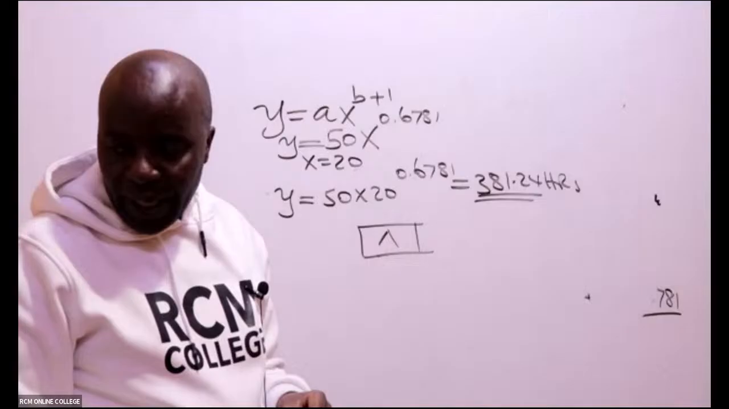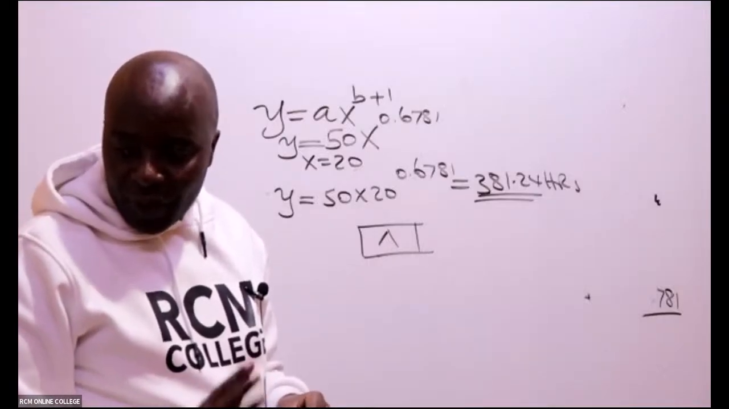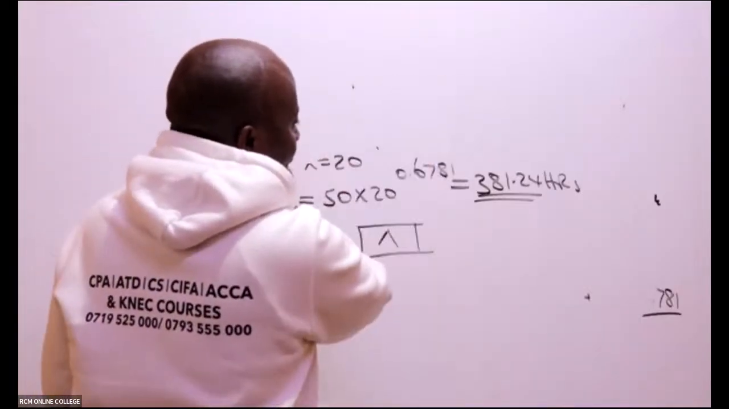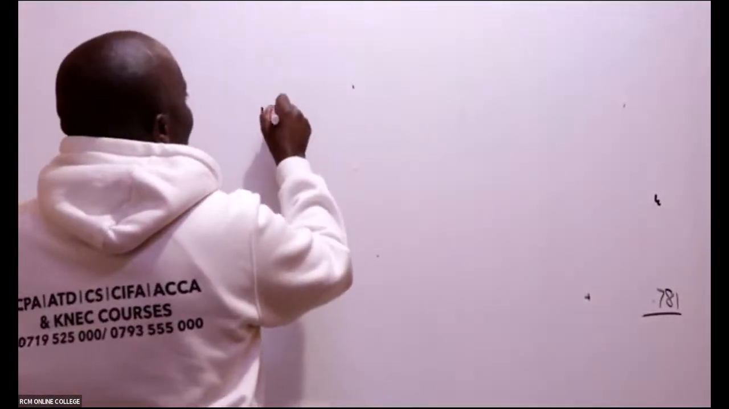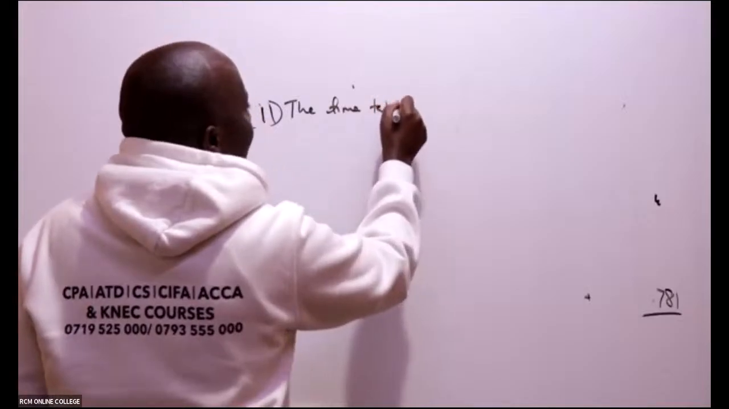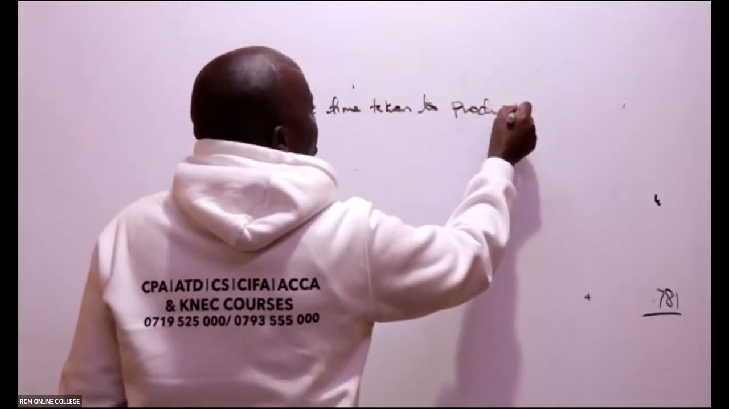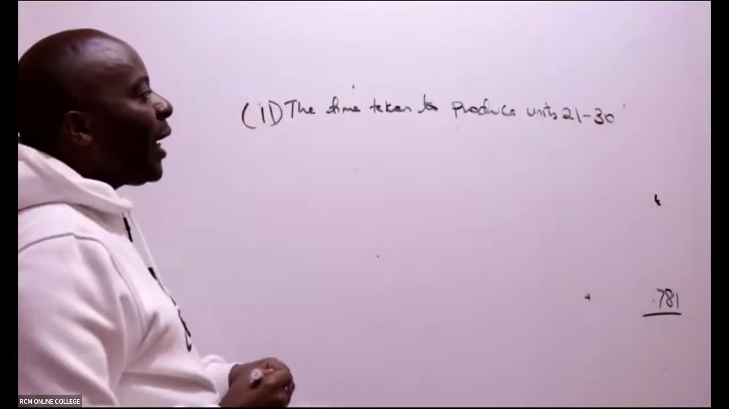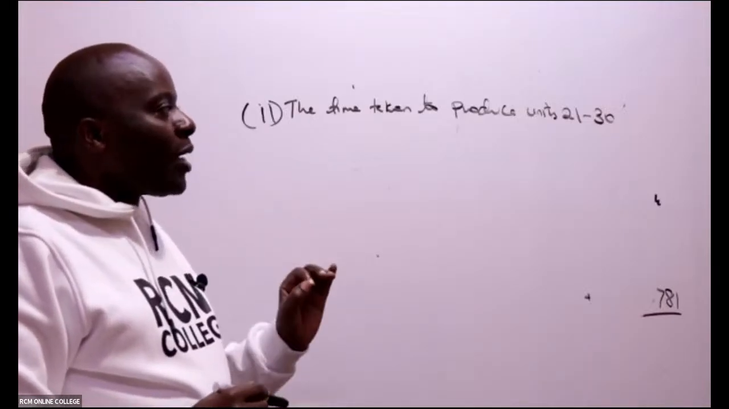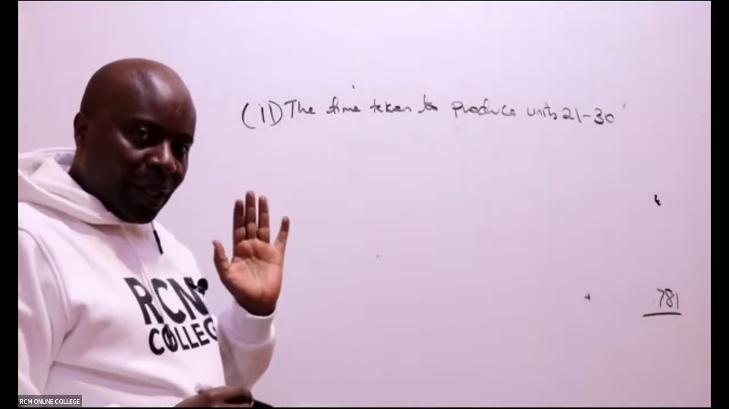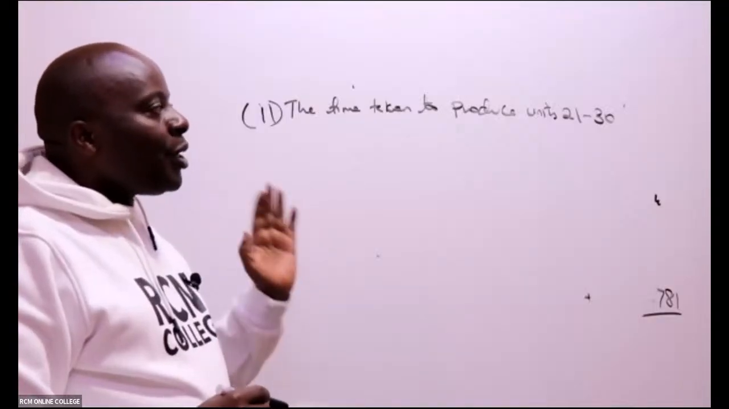I believe we are okay. And if we are okay, then I'll straight away, ladies and gentlemen, give you another question. That's Roman 1. Now I'm giving you Roman 2. For this Roman 2, I want you to give me the time taken to produce units 21 to units 30. Same question, but now the second part of it.